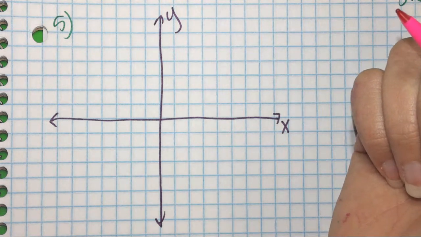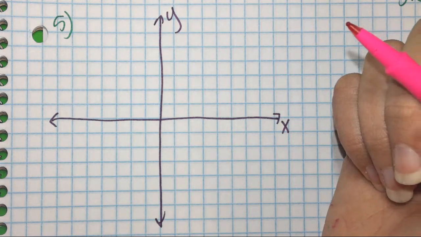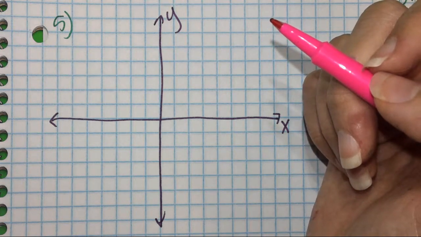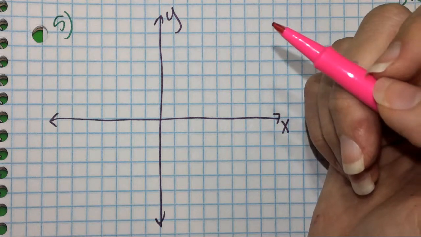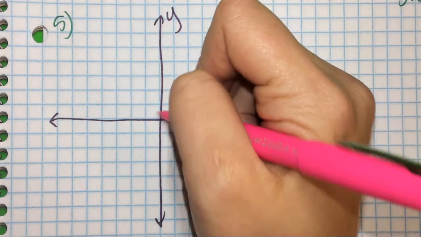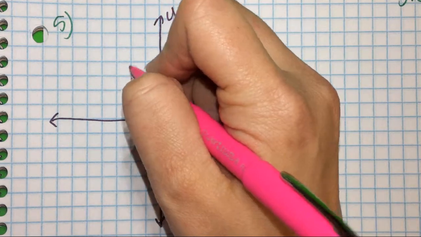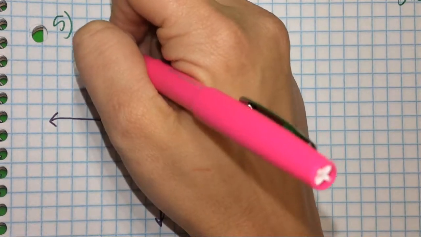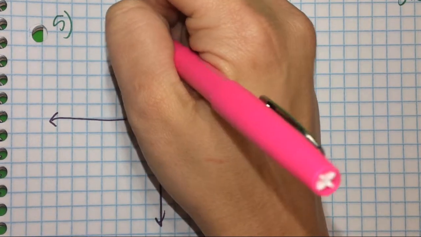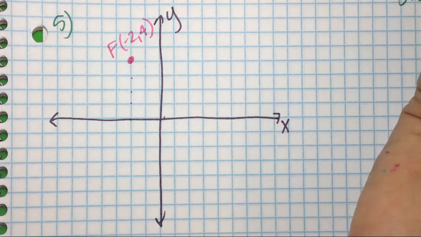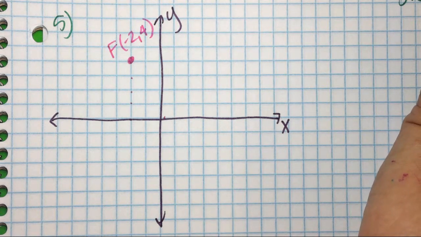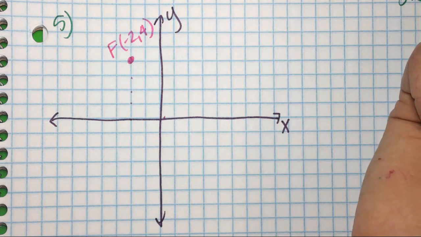Alright, so we're going to plot our points now. Point F is at negative 2, 4. So we go left 2, up 1, 2, 3, 4. Are you serious, guys? I went left 2, up 4. Like, hold the phone. I don't know.